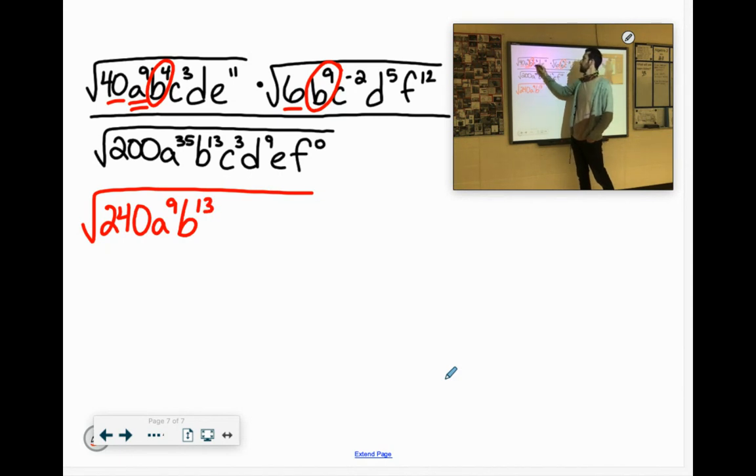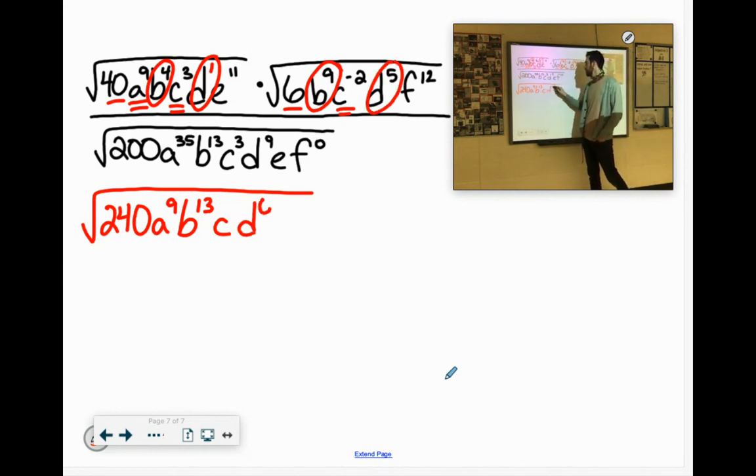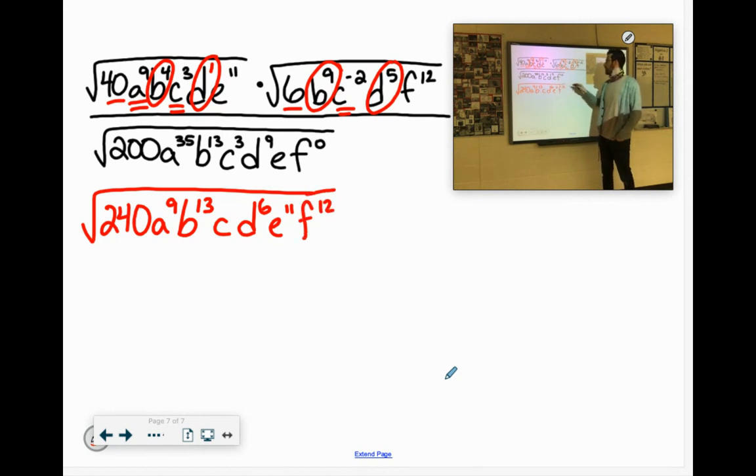For the c's, we have c to the 3rd times c to the negative 2nd. We add 3 plus negative 2, we get 1. You could write the 1, you don't need to. For d, we have d to the 1st over here, and we have d to the 5th over here. 1 plus 5 would be d to the 6th. For e's, we only have e to the 11th, and then we got the f to the 12th. So this is the numerator.